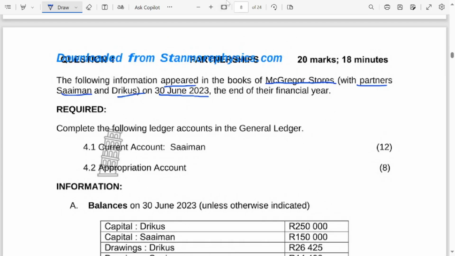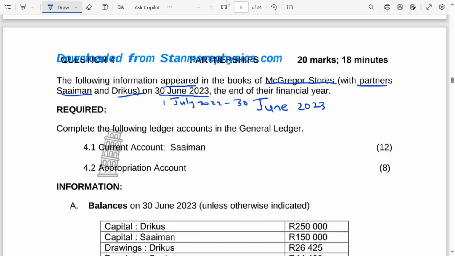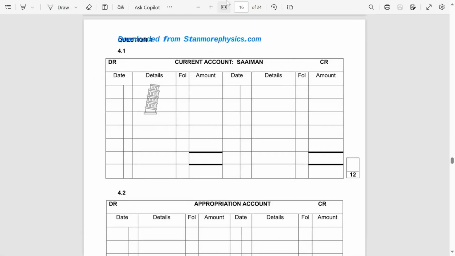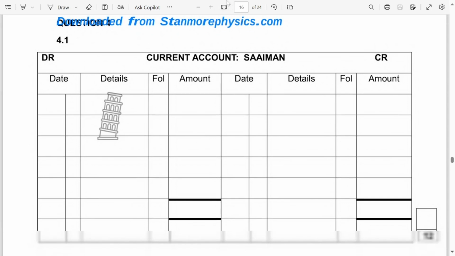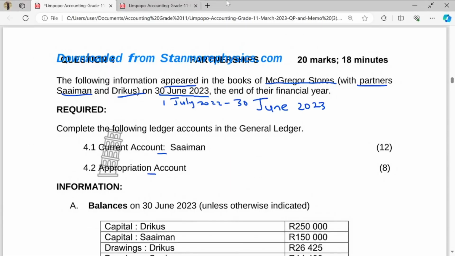So this means that this year starts on 1 July 2022. So it ends on 3rd June 2023. Okay. Then they're saying required. Complete the following ledger accounts in the general ledger. The first one was supposed to do the current account and the appropriation account. Right? So we are given the answer sheet. It's here. So let's go to the information.